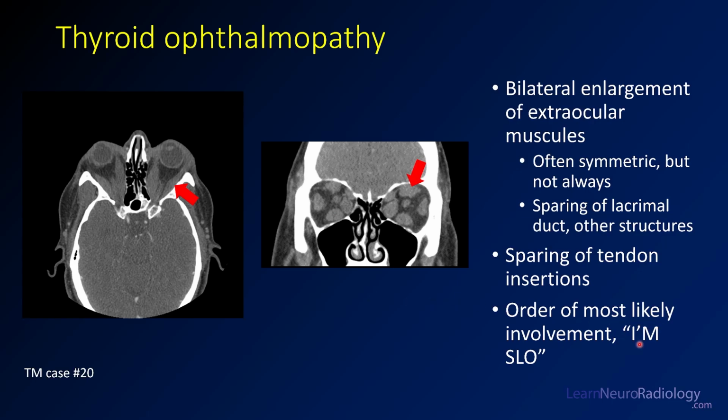Now there's this kind of acronym that helps you remember the most likely order of involvement in thyroid eye disease. So it's I'm slow, or inferior, medial, superior, lateral, and oblique. So that can tell you a little bit about which ones are likely to be involved. In this case, though, they are all involved.